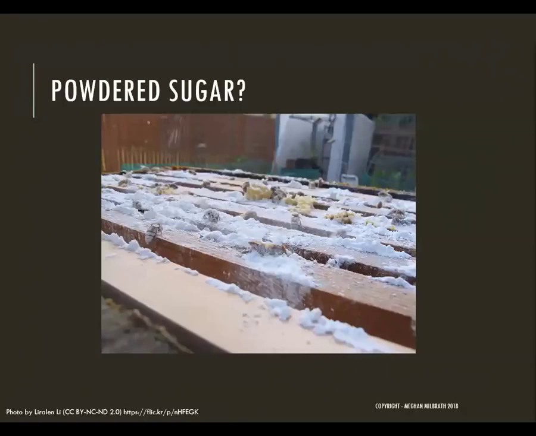Randy Oliver on his site, scientificbeekeeping.com, does a very nice examination of the effectiveness of powdered sugar. And basically, if you go in there all the time and use powdered sugar, you can do enough dustings that you can keep Varroa managed. However, it does come at the expense of a lot of stress.